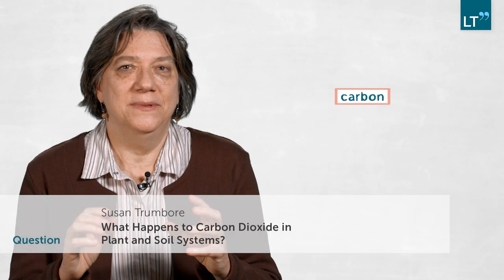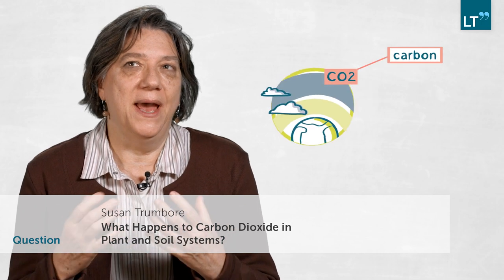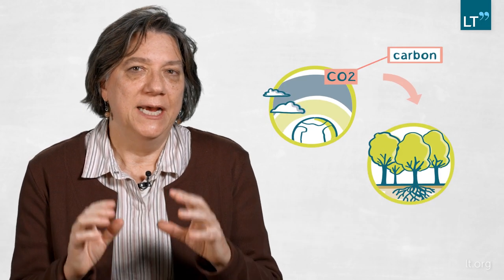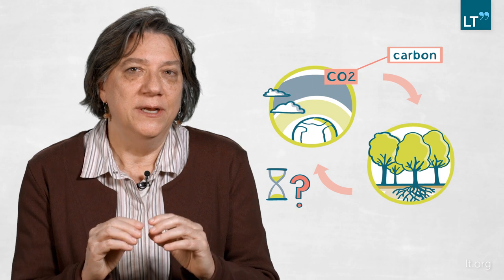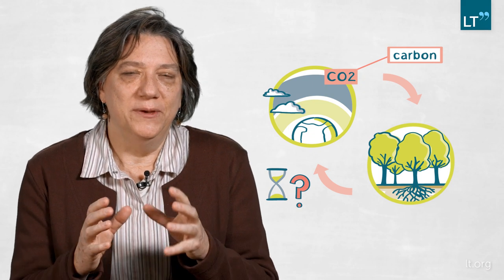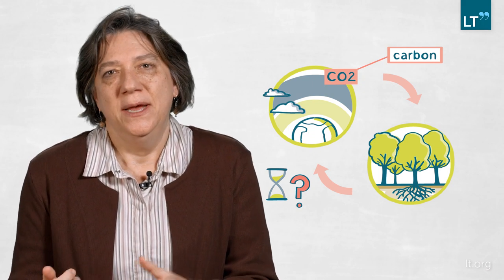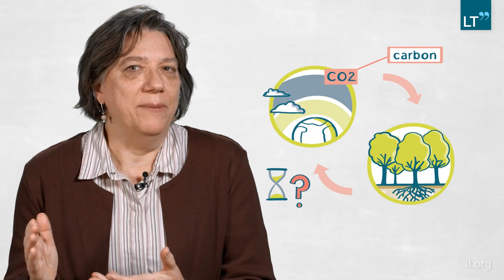My basic research question is, how long does it take the carbon that gets fixed from atmospheric CO2 by plants to travel through the plant-soil system until it ends up back in the atmosphere as CO2? So why should we care about that?